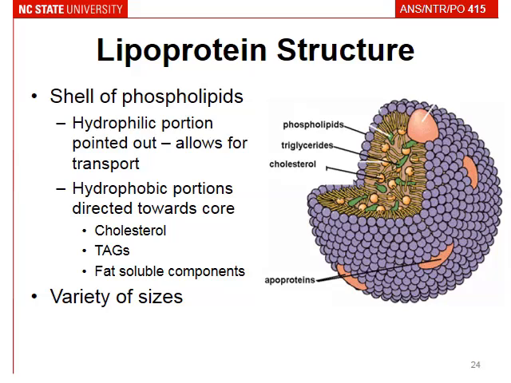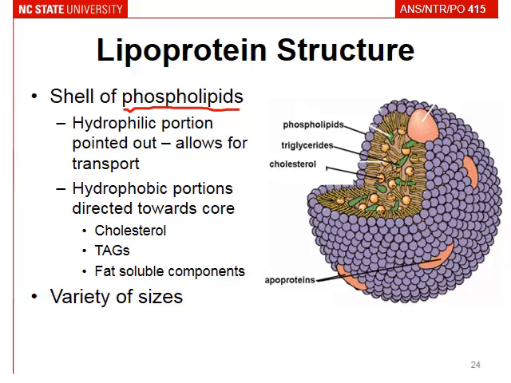So the structure of the lipoprotein, so here we have a picture on the right-hand side of a fat transporter within your blood. So what's making this, we have a shell of our phospholipids. So you can see all of our phospholipids. The phosphate group is purple. The fatty acids conjugated to it are yellow. Phosphate group is pointed out. The fatty acids are pointed in.